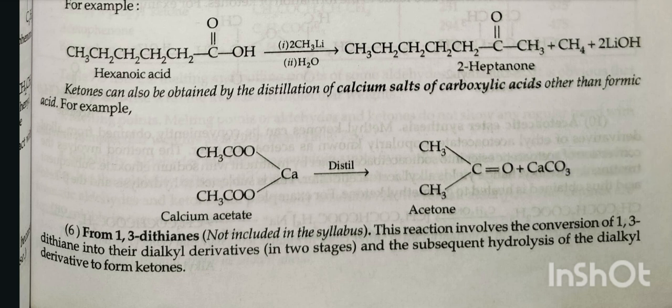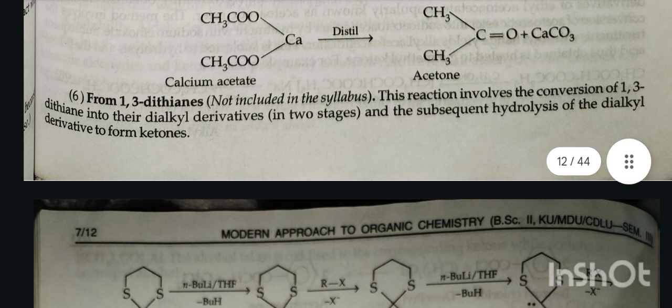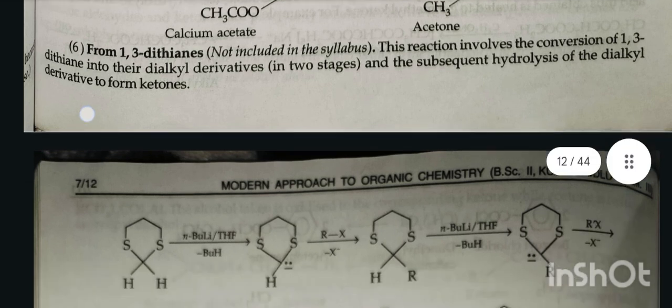Ketones can also be obtained by distillation of calcium salts of carboxylic acids other than formic acid. For example, calcium acetate on distillation gives acetone. Sixth, from 1,3-dithiane, not included in the syllabus but we shall study it. The reaction involves the conversion of 1,3-dithiane into its dialkyl derivative in two stages, followed by hydrolysis of the dialkyl derivative to form ketone.